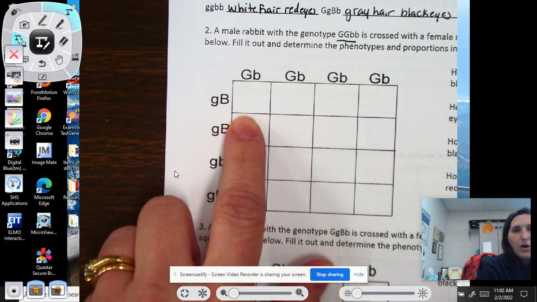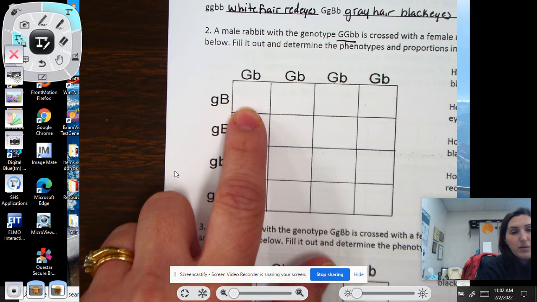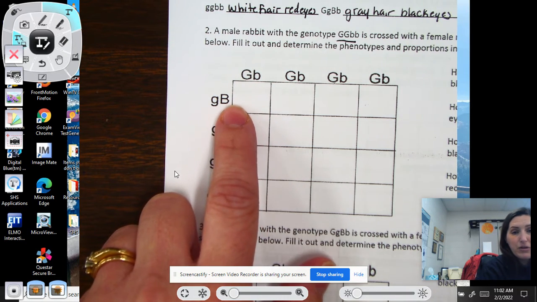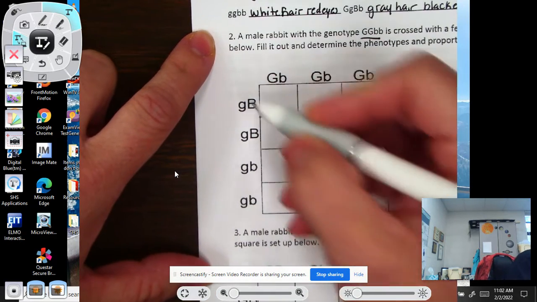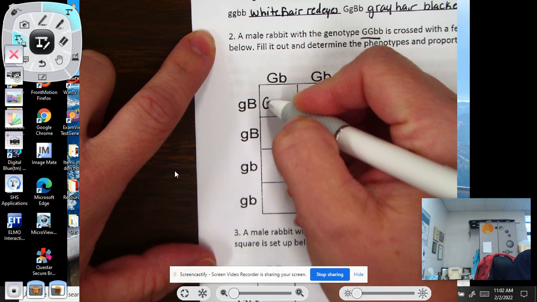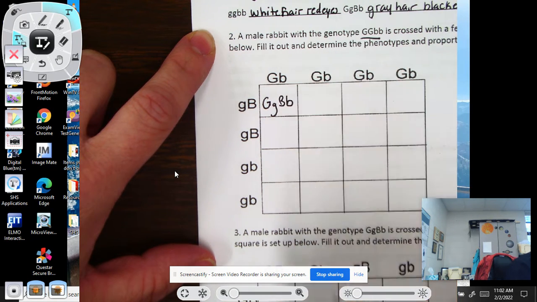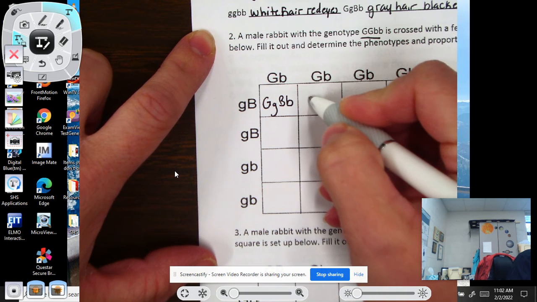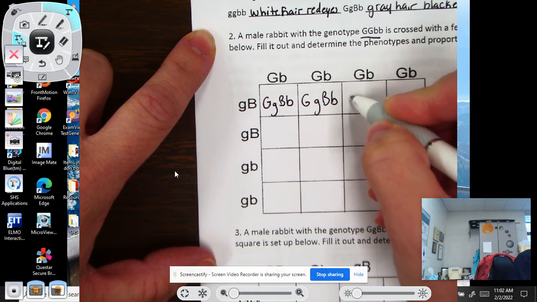All right, inside of each box, we're going to write all 4 letters. We'll keep the letters together, and we always write the capital letter first. So we're going to go big G, little g, big B, little b. Okay, we finish filling all of these in.